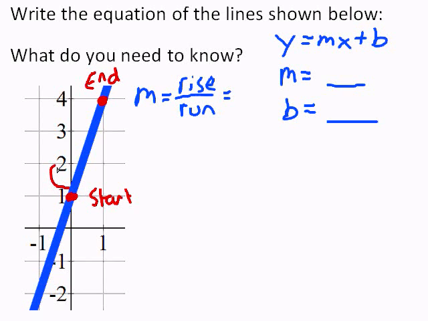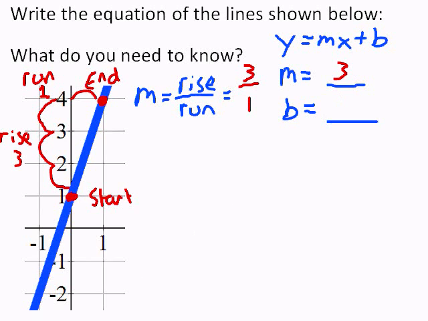And we figure out what our rise is. Our rise is 1, 2, 3. So we have to rise 3 to get from our starting point to our ending point. How much do you have to run or go over? You have to go to the right 1, which means your run is 1. So your rise over run is 3 over 1, which when reduced is just 3. So our slope is 3.